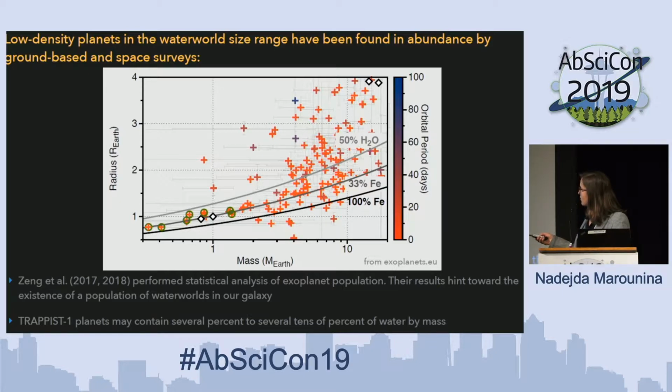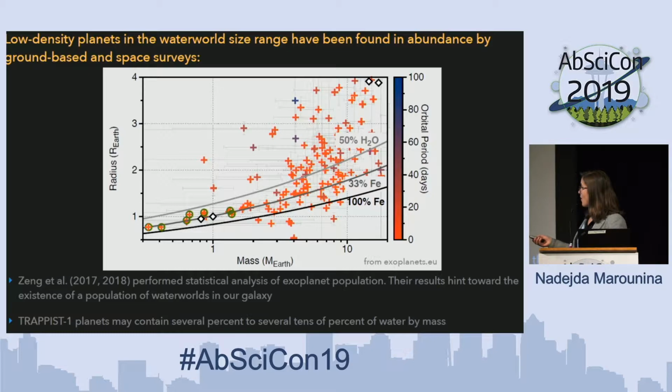Solar system planets are represented here by diamonds. You have the Earth, Venus, and Uranus and Neptune that are here. And you see that there is a potential sample of planets here that could have a significant fraction of water in their interior structures. There has been a statistical analysis of this exoplanet population performed in the past years. However, the results do not provide a smoking gun for water world detection.